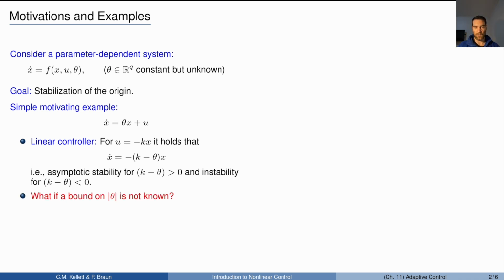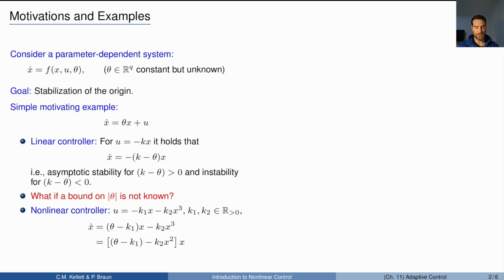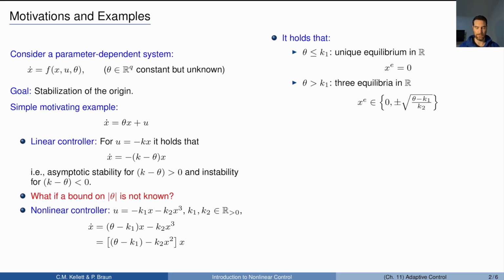So that would work if we would know a bound on theta, but if a bound on theta is unknown, well, then we need to come up with a different idea. Another idea would be to take a nonlinear controller, so simply adding an additional term, an additional degree of freedom, so adding minus k2 times x cubed. We plug that in again, end up with another closed loop system, now a nonlinear closed loop system, and we can analyze the equilibria and the stability properties of the equilibria.